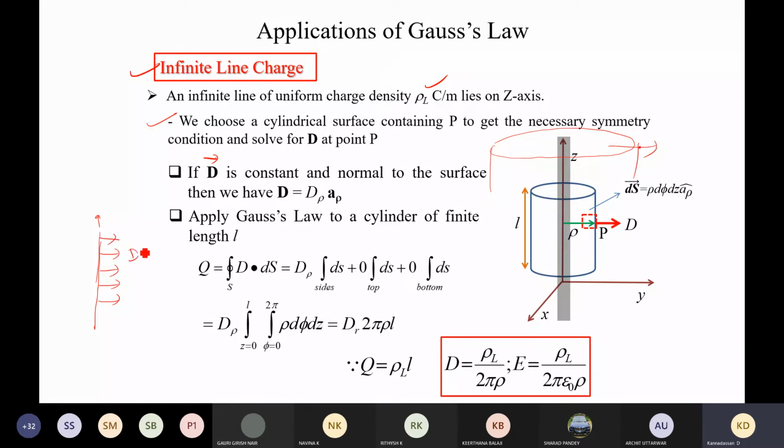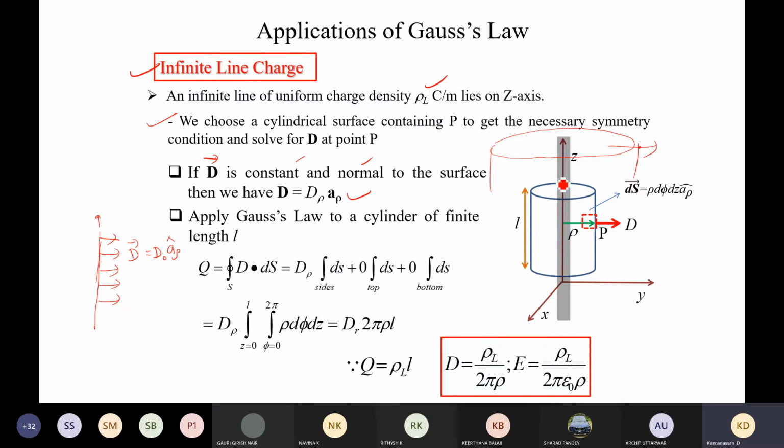This D vector is always some magnitude. Let us take this as D naught something, with a rho vector. This is the vectorial representation of the flux density. We have the justification that this field is going to be constant throughout, since it is uniformly charged, and at the same time this D will always be normal to the surface. Therefore, this can be represented.